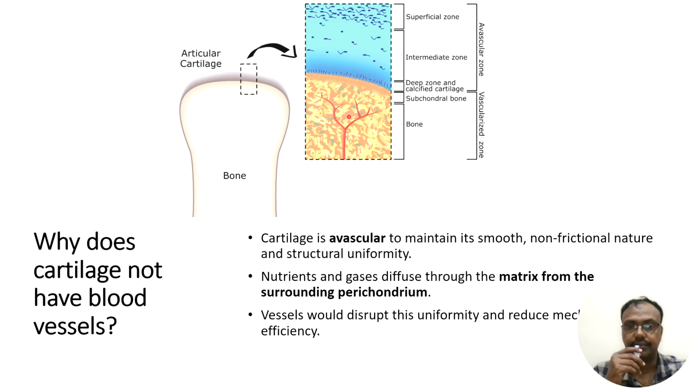So in this diagram, there is a cartilage called articular cartilage. The blood vessel is reaching in the bone, it is in the bone, but it does not go into the cartilage.